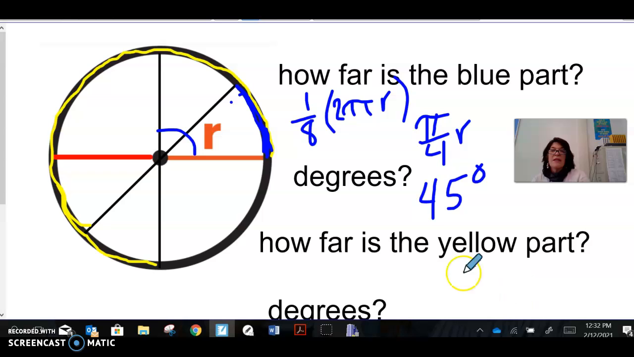The yellow, how far is the yellow part? Goodness sakes. I went 3/4 of the way around, right? 3/4 of the way around. So 3/4 times the 2 pi r.